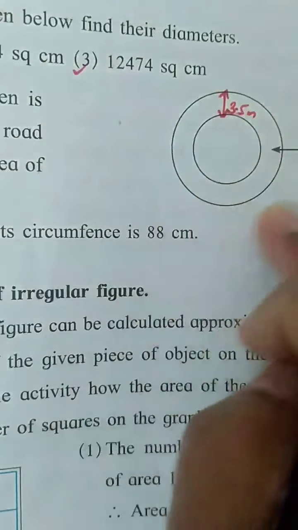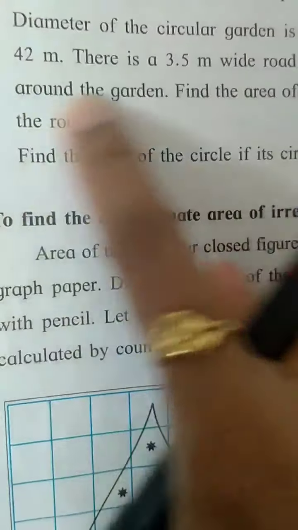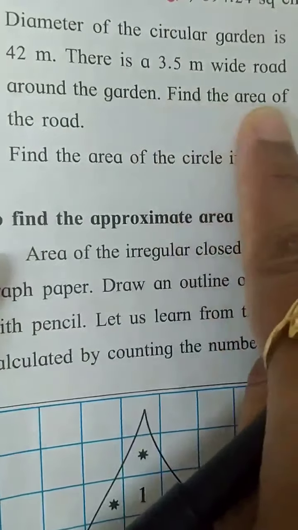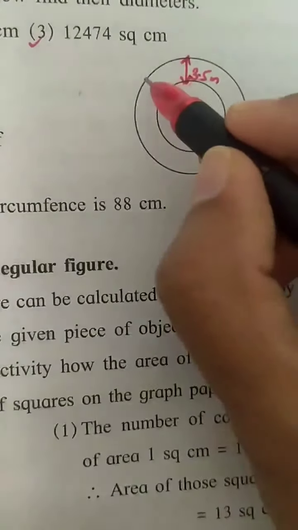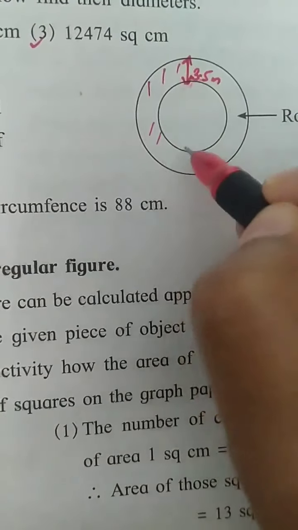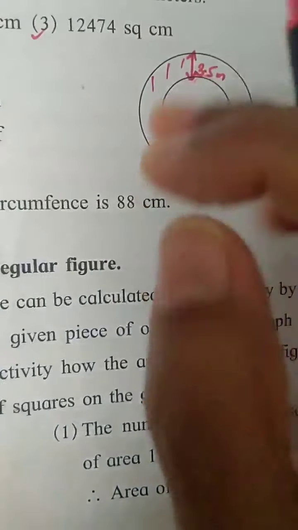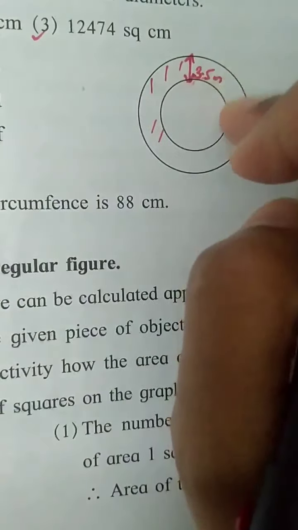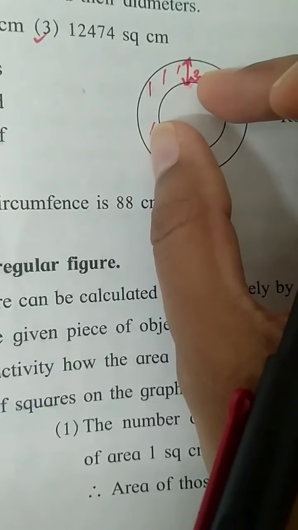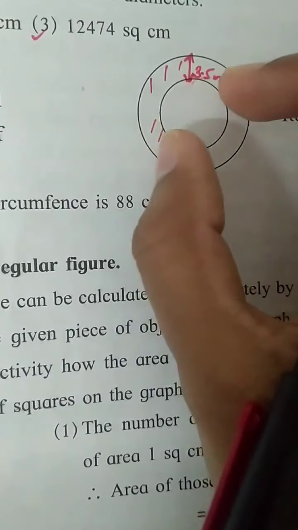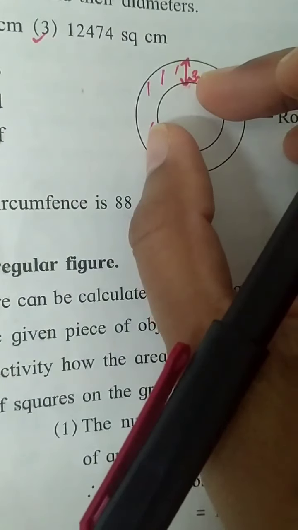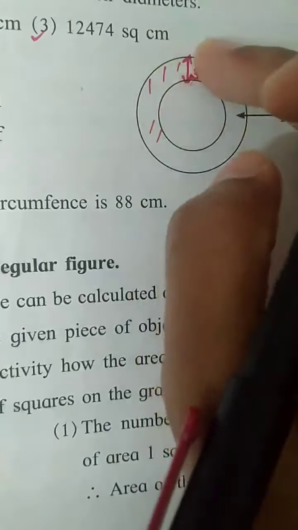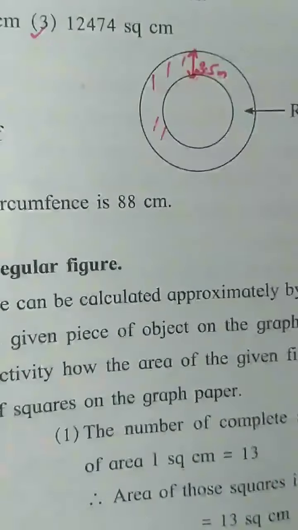So you will draw a circle around the garden. So we have a circle here because it is around the garden. Find the area of the road. So they are asking us to find the area of this ring portion. How will we get that area of the road? This is the road, no? This inner one is garden. So area of the bigger circle minus area of the smaller circle, smaller circle is garden, will give you area of the road.